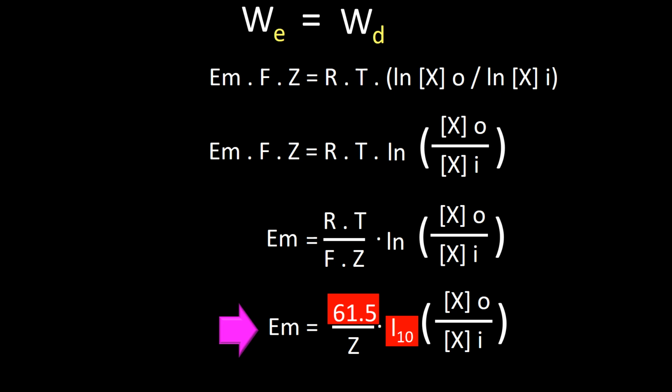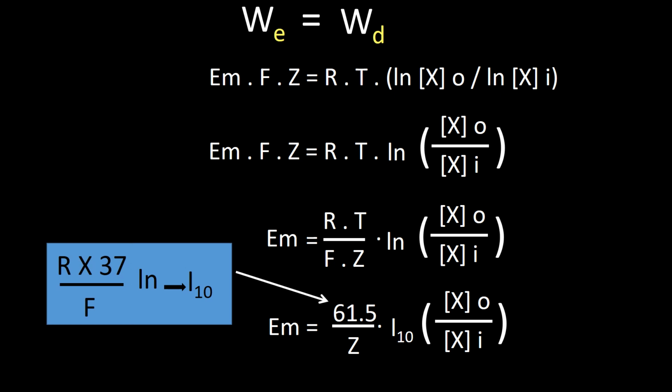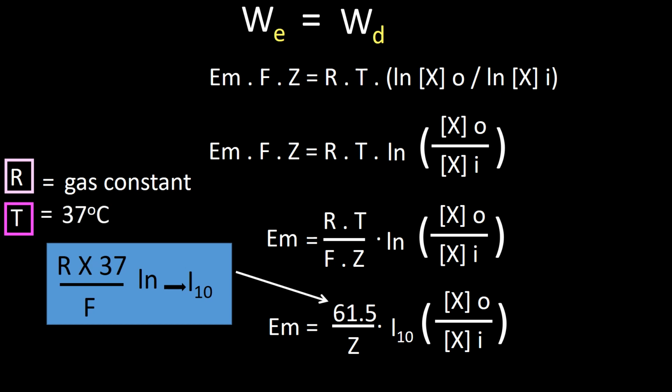As such, this number results from the conversion of natural logarithm to logarithm of 10 and the multiplication of the gas constant by 37 Celsius, the temperature used while conducting the experiment, and dividing the result of this multiplication by the Faraday constant.